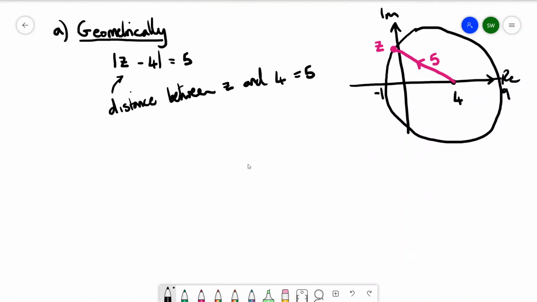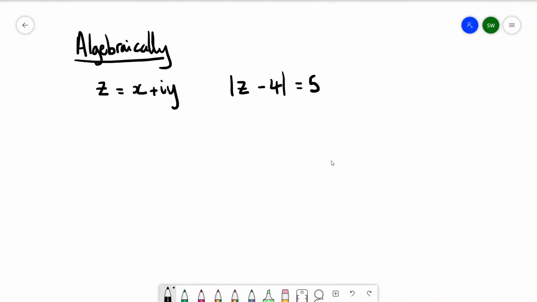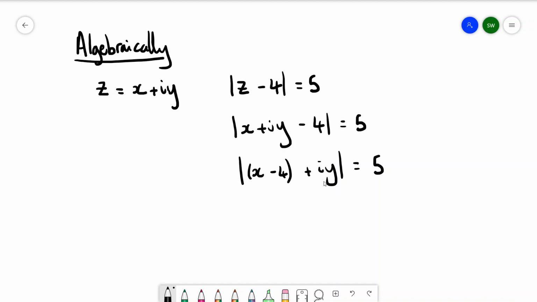Another way of doing this would be to do it algebraically, and it's really important that you understand how to do this algebraically. So the algebraic approach to solving a problem like this is to say, well, let's say that z is a complex number, x plus iy. We want all the values of x and y that work in this equation here. So let's substitute in z equals x plus iy. And every single time we do this, we're going to collect together the real part and the imaginary part. So the real part of this complex number is x minus 4, and the imaginary part is y. So we've got a complex number that looks like this.